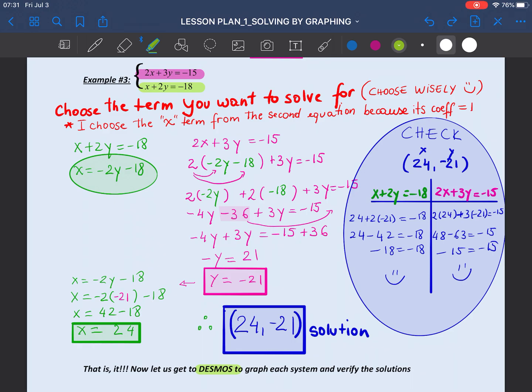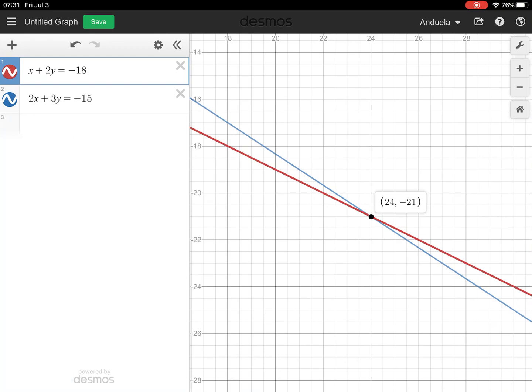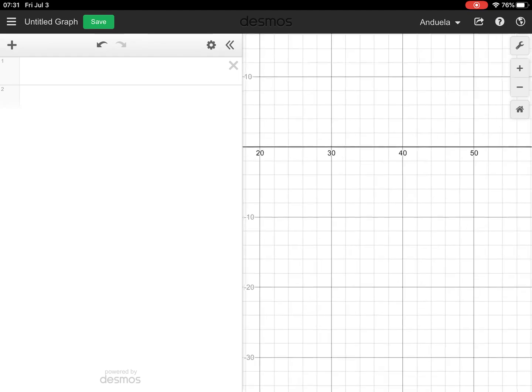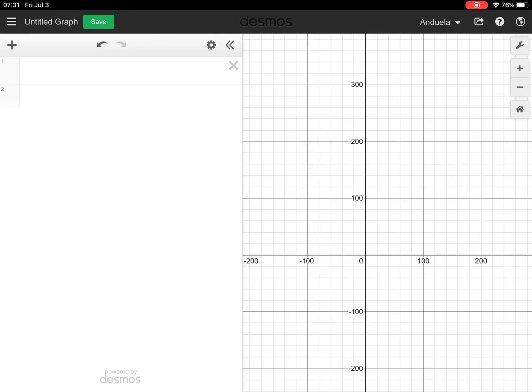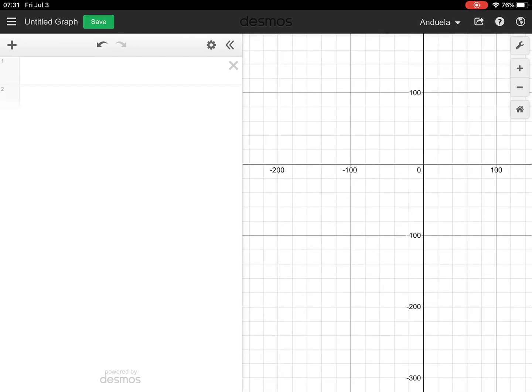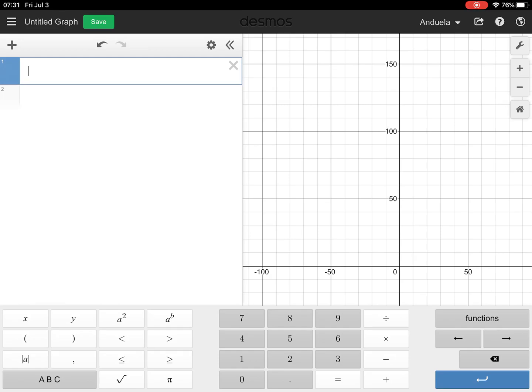So the first one is 2x plus 3y equals negative 15. This is what DESMOS looks like. You know what? I'm going to rewrite the equations one more time because I want to walk you through the process. When you open up DESMOS, it's going to look like this. You have one side of the screen where you can write equations and another side where you see the grid. We said that the first equation was 2x plus 3y equals negative 15.